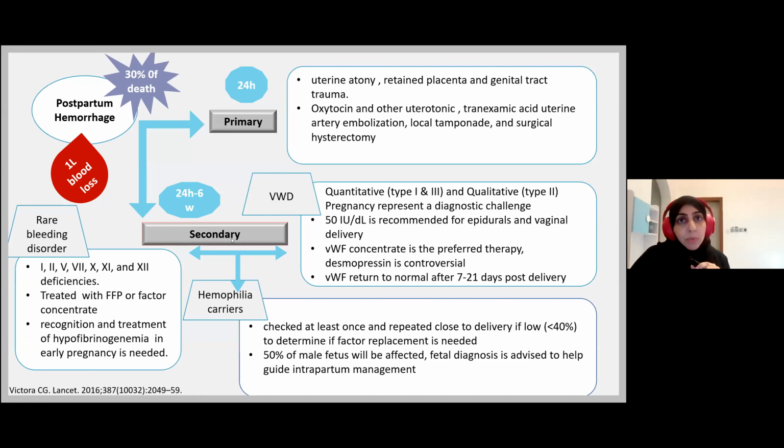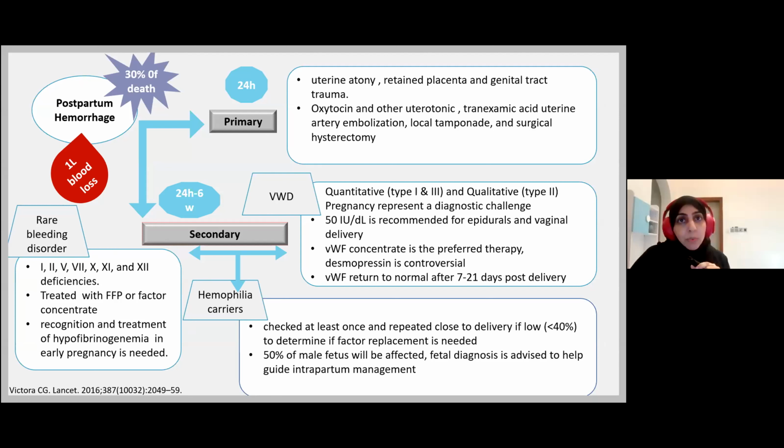The secondary cause of bleeding could be one of these conditions: von Willebrand disease, hemophilia, or other rare bleeding disorders. I tried to summarize all the causes. So we'll talk about von Willebrand disease, which is the most common. About 1% of the population is affected by von Willebrand disease. It has 3 types: quantitative types 1 and 3, and qualitative type 2.